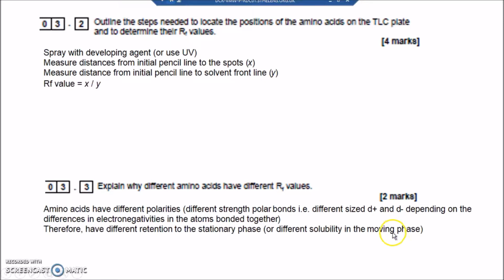Another way of saying it is that you could say how soluble it is in the moving phase. That's the solvent that's rising up the plate. The more soluble it is, the further it goes up the plate. And usually that's determined by whether the amino acid is polar, has large delta plus and delta minuses. It will dissolve in a solvent that's also polar, with large delta plus and delta minuses. It dissolves in there because you get intermolecular bonds set up.